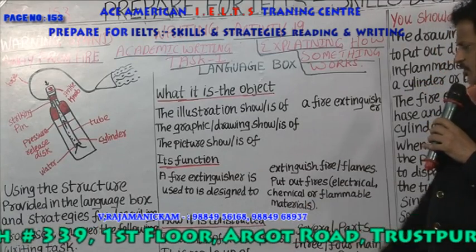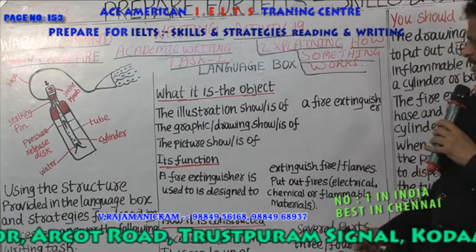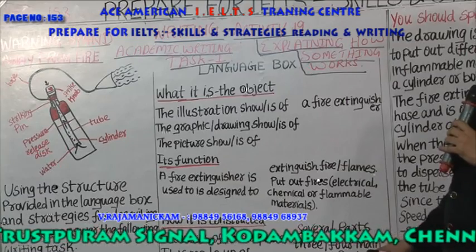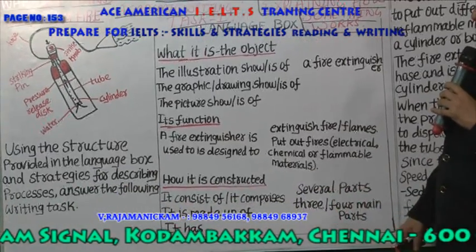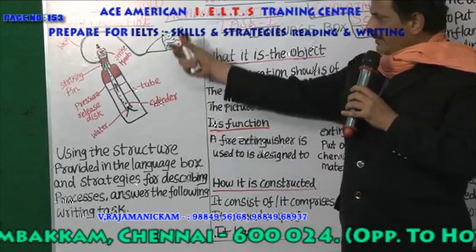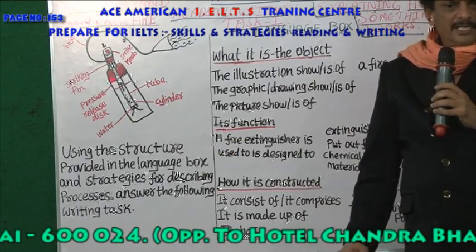So how is it constructed? How is it made? It comprises what? The parts. What are they? There are 4 main parts. What are the 4 main parts? You have the cylinder, you have the strike knob, you have the hose, then you have water inside.